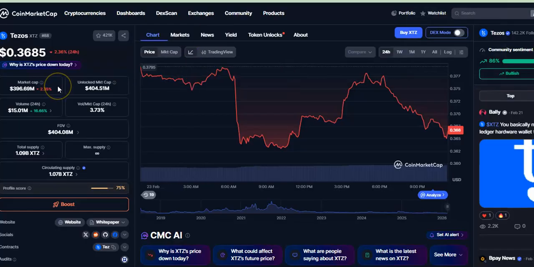You can see the current price is $0.3685. It is down by 2%. Rank is around 88, around 421k users are following this cryptocurrency. Market cap is 396 million. Volume in 24 hours is 15.01 billion, and you can see total supply is 1.09 billion, and circulating supply is 1.07 billion XTZ coin. Okay, now we'll go to the chart.